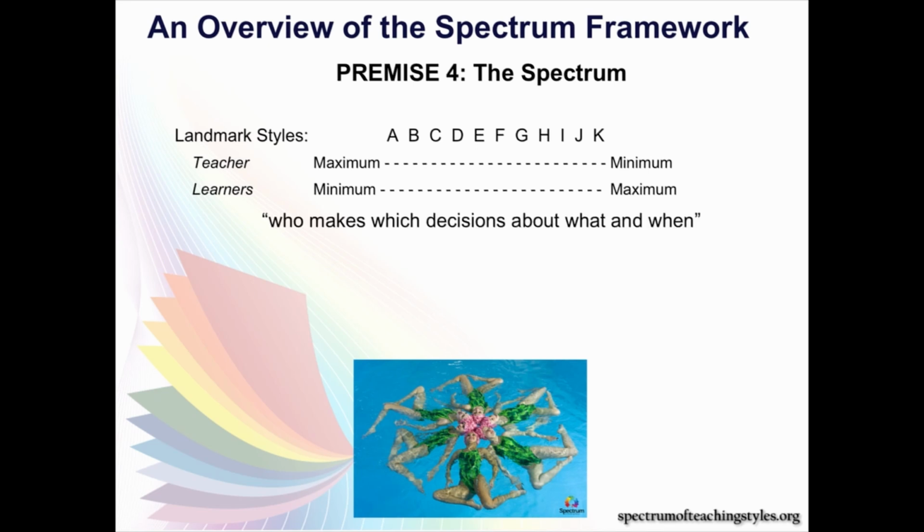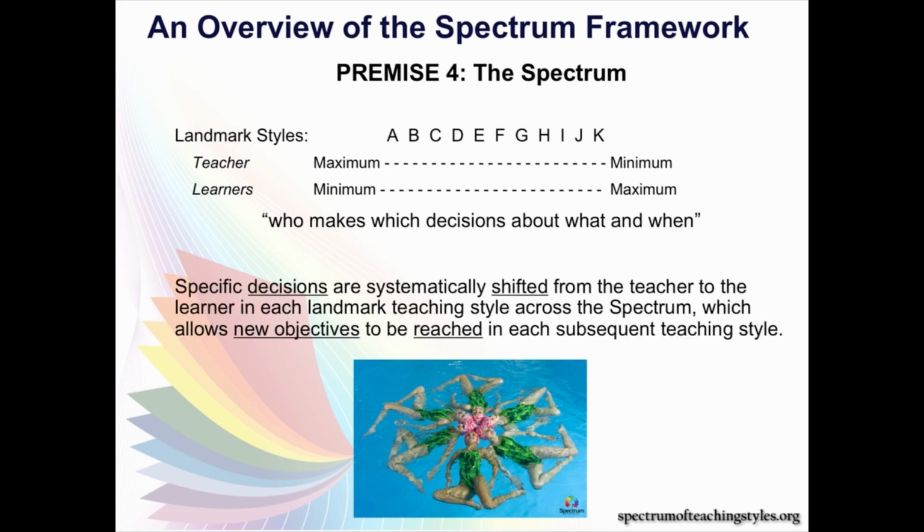Who, teacher or learner, makes which decision about what and when determines its landmark teaching style, or an alternative style that falls between the landmark styles. For example, as you can see in the picture, in this case the primary objective is precise replication of a technique, so we could apply style A. The teacher makes all the decisions in style A while the learners adhere to the teacher's decisions.